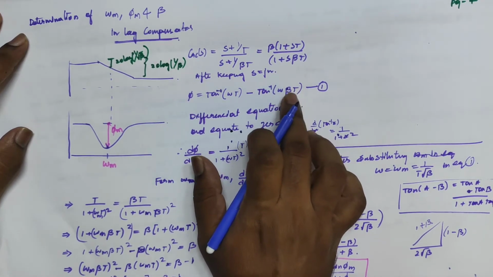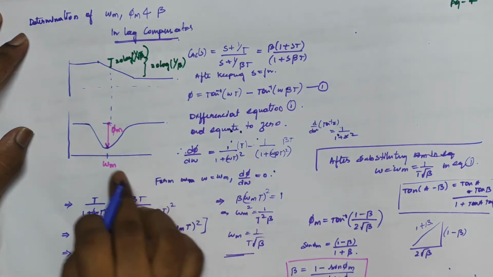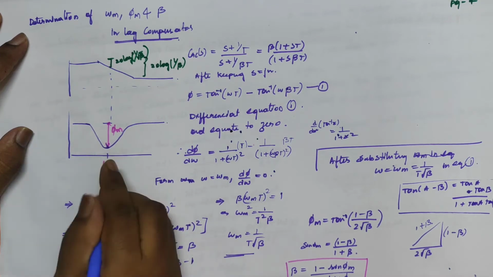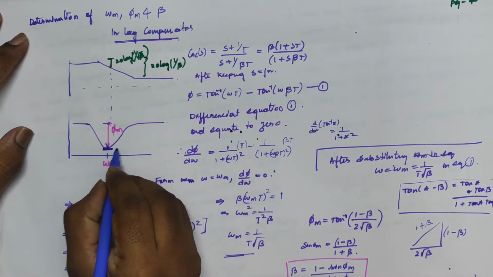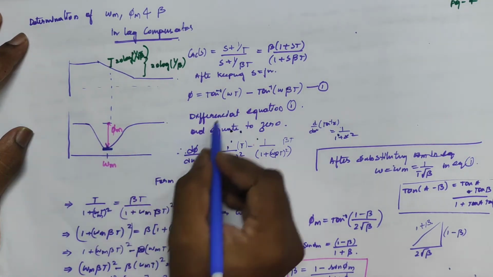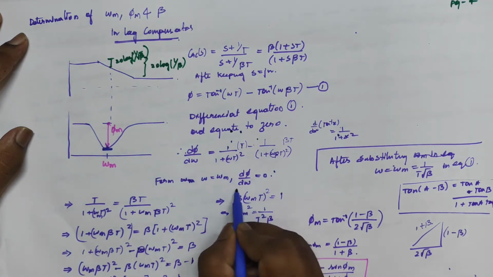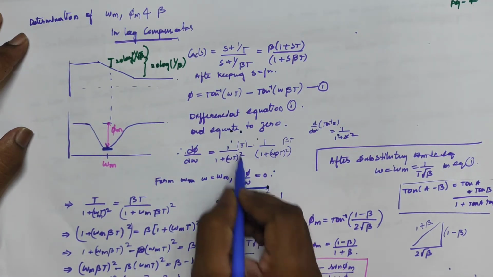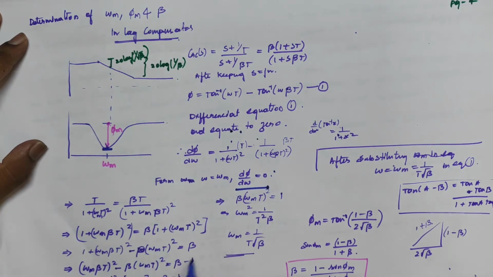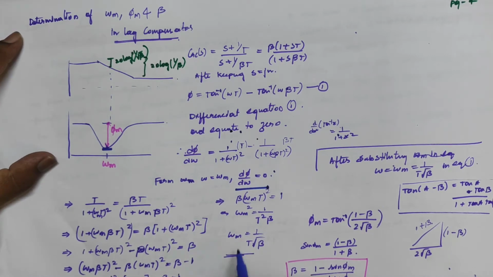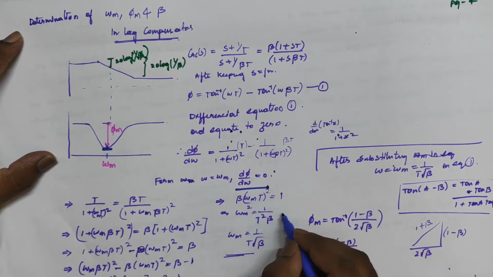If you differentiate this with respect to omega, why? Because at this point the phase is getting 0. A sudden change means the differentiation of that is 0. You already know that. If you do that, I got something. All these calculations you have to do on your own. So I got some relation between omega m and t.